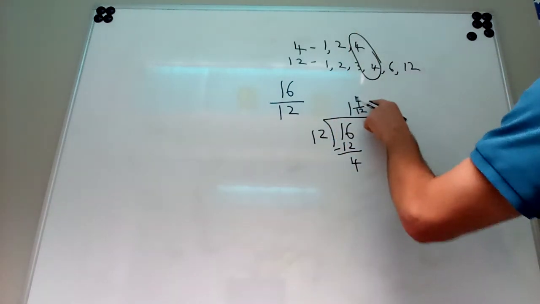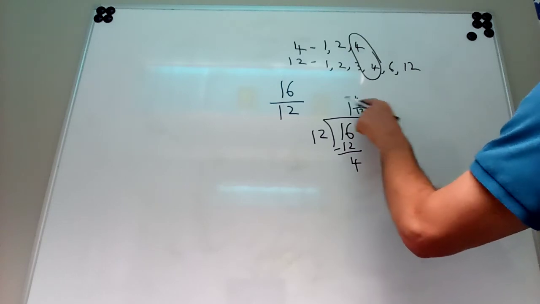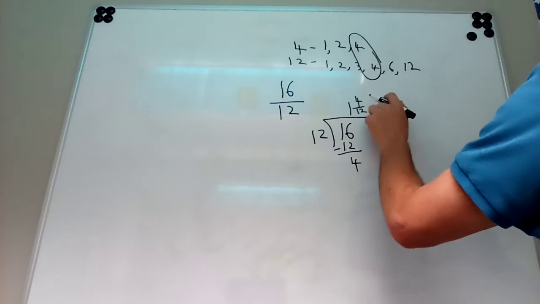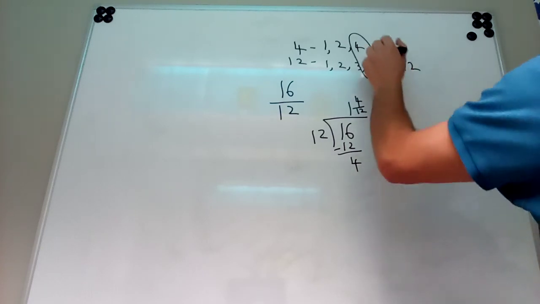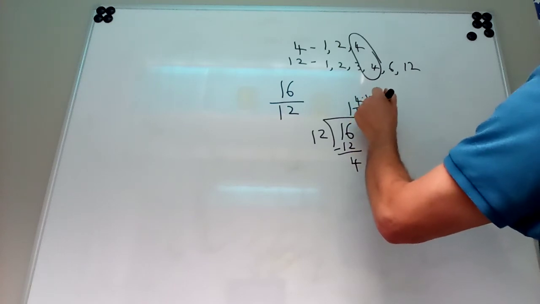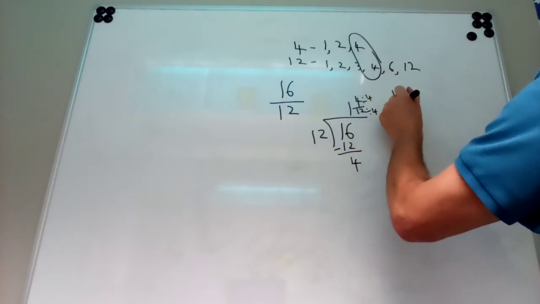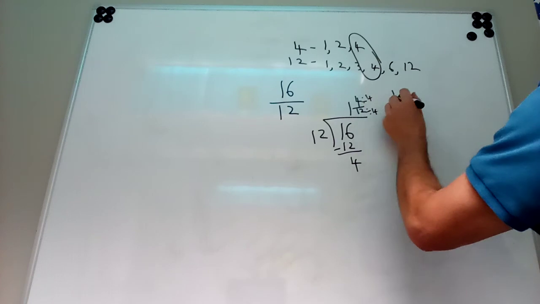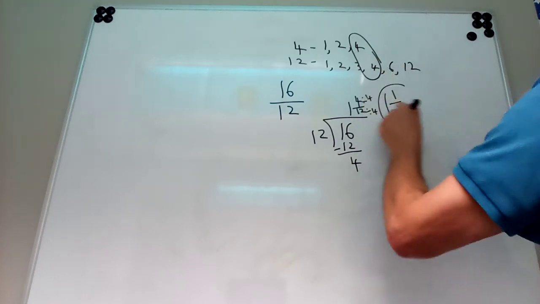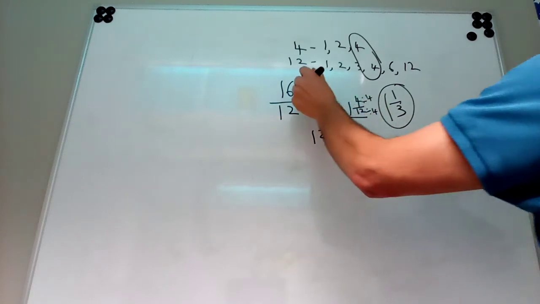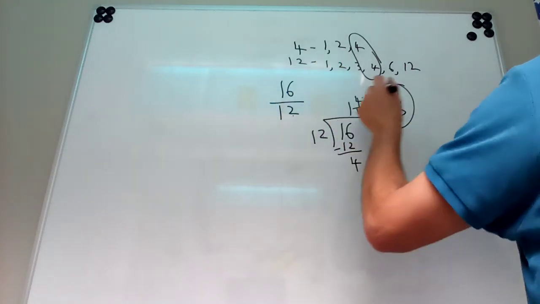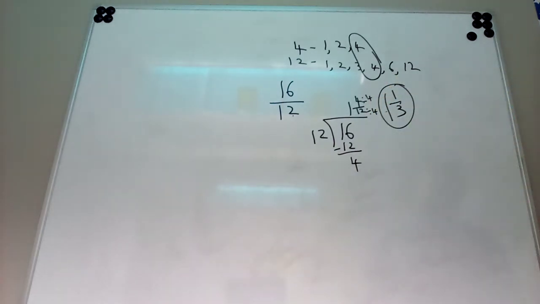So I've got 1 4/12 here. I don't have to do anything with the 1. It's fine. The 4/12 I want to reduce. I'll divide the top by 4 and the bottom by 4 to give me 1/3. 4 divided by 4 is 1. 12 divided by 4 is 3. Make sure I bring my 1 over, and the answer is 1 1/3. So 16 over 12 is the same as 1 1/3.